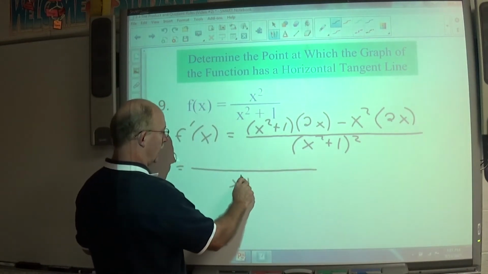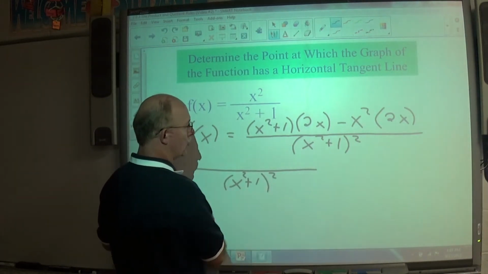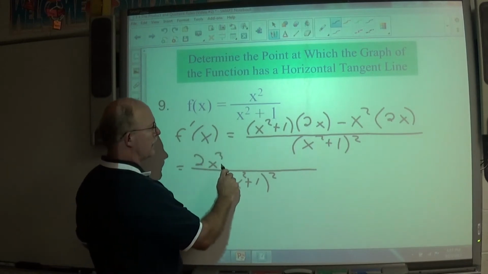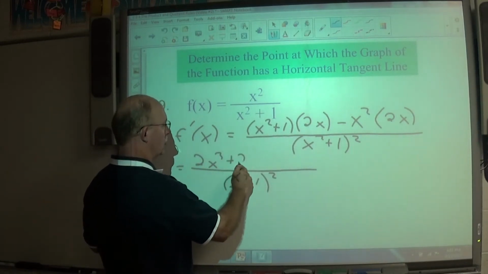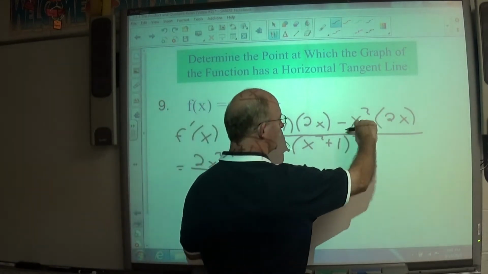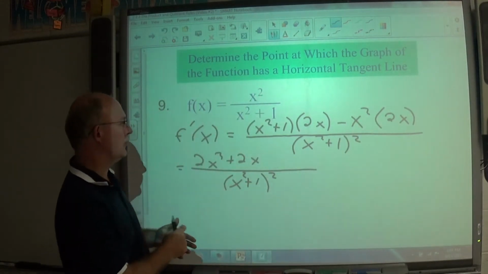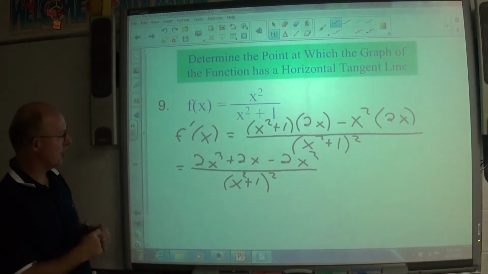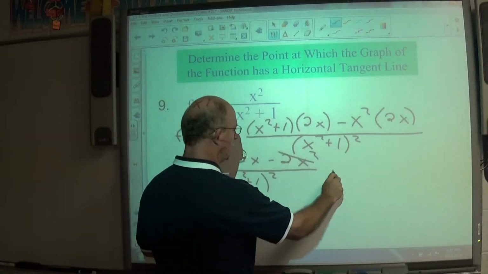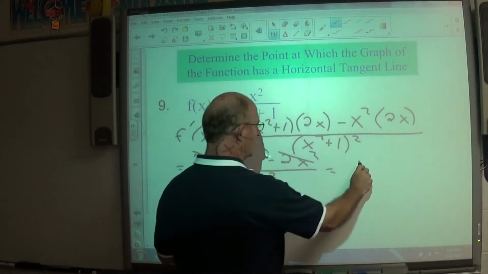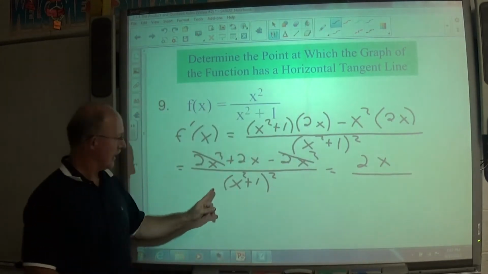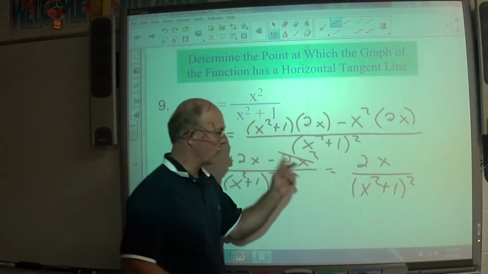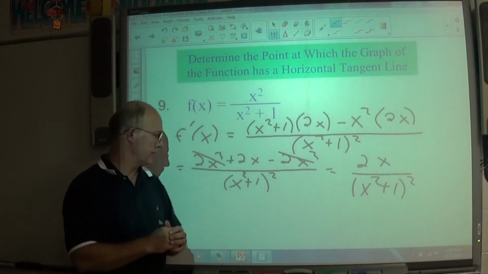And then this will be x squared plus 1 quantity squared. Now multiplying 2x inside our parentheses will give us 2x cubed. 2x times 1 will be plus 2x. Multiply 2x to the x squared will give us a minus 2x cubed. Now combining like terms, let's see, now we got a couple. These two here will add to 0. That will give us what? 2x over x squared plus 1 quantity squared. This is our derivative. Now we got it simplified.